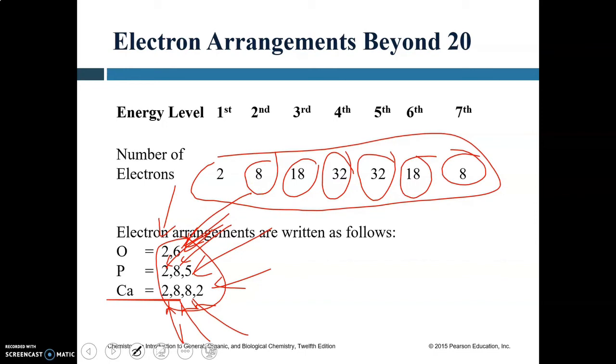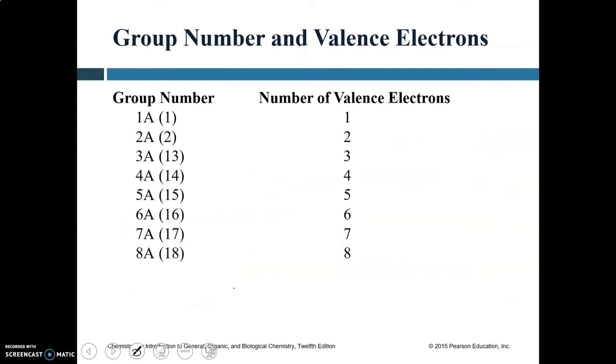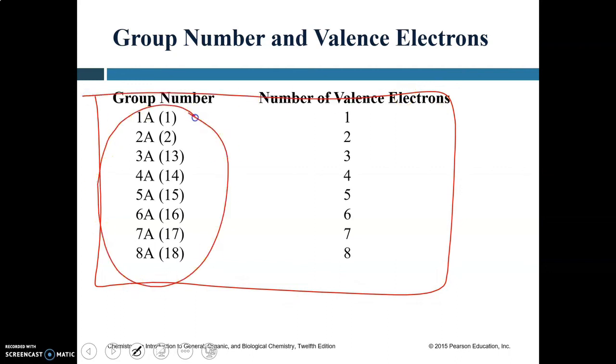Calcium is in the 2nd A group, so it has 2 valence electrons. So this illustration here shows you the correlation between the group number for representative elements and the number of valence electrons.